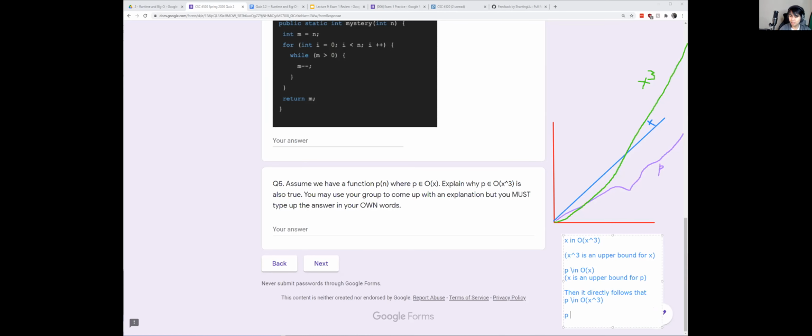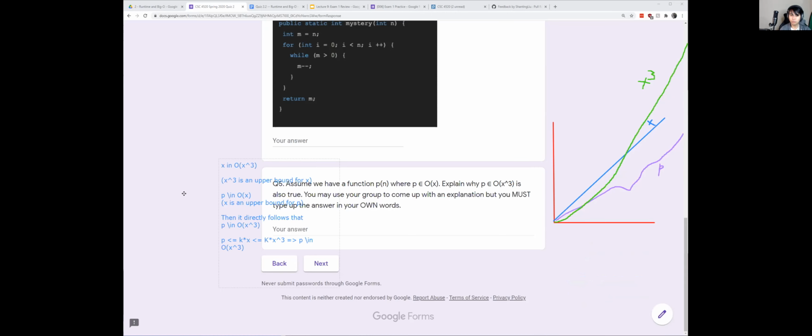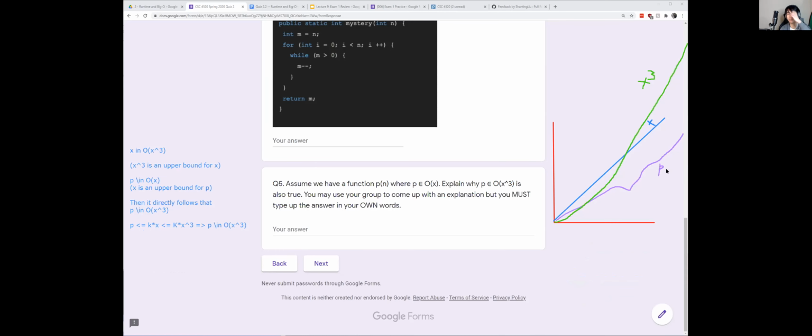In other words, that p is less than or equal to some k times x, which is less than or equal to some big K, just a different K. So I'm going to say big K for now, times x to the third, right? Which implies that p is in O of x to the third on the bottom here. So the logic here is that if x is going to be an upper bound for p, and then x cubed is an upper bound for x, then x cubed is also an upper bound for p. That's all I was expecting you to say here in order to get full points on this question.